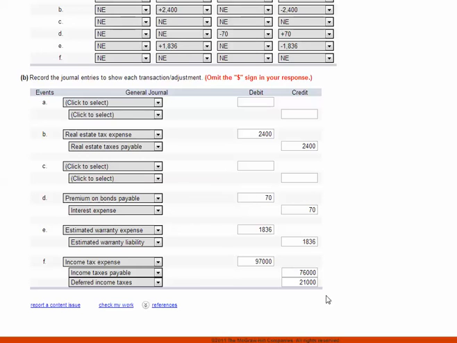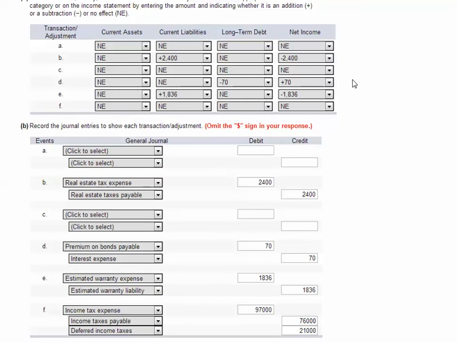Okay, so now here's the impact then. So on our net income, it's going to go down by $97,000. Our current income taxes payable, which is a current liability, is $76,000. So our current liabilities increased by $76,000. That deferred income taxes payable is just monies that we're going to have to pay eventually. We just don't have to pay it right away. So that becomes $21,000 of long-term debt.